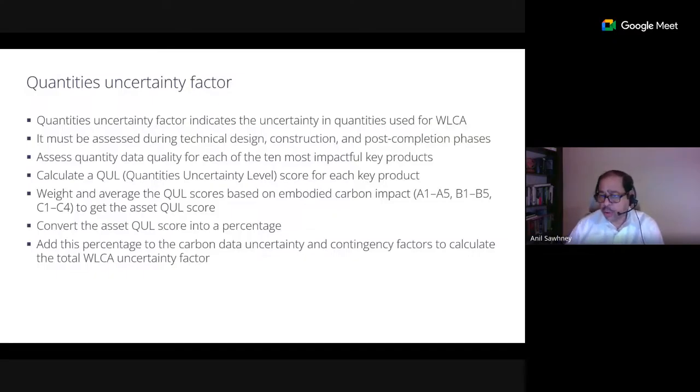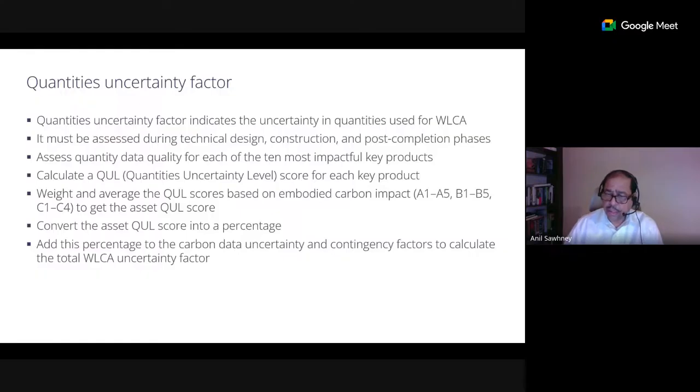Assess your quantity data quality for each of the 10 most impactful key products. Rather than going through every product in your estimate, you will again look at the top 10 embodied carbon impactful key products. You're going to then calculate what is called the quantities uncertainty level, which is a score for each key product. Then you're going to weight and average the QL scores based on, again, that embodied carbon impact to get the asset QL score. So 10 materials, weighted average using embodied carbon, brings the QUL score for the project or the asset.